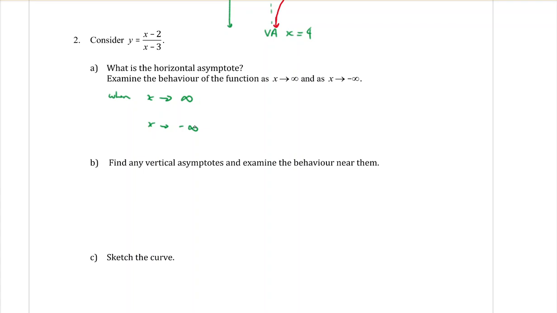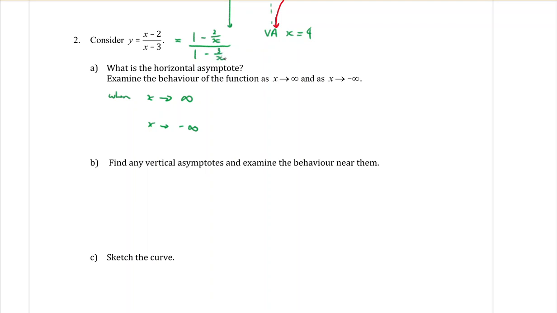Before I do that, I need to come back up here to my equation and divide through by the highest power of x on my denominator, which is just x to the power of 1 again. So dividing everything, x minus 2, the x divided by x is going to be 1 minus 2 divided by x. On the bottom, x divided by x is 1 minus 3 divided by x.